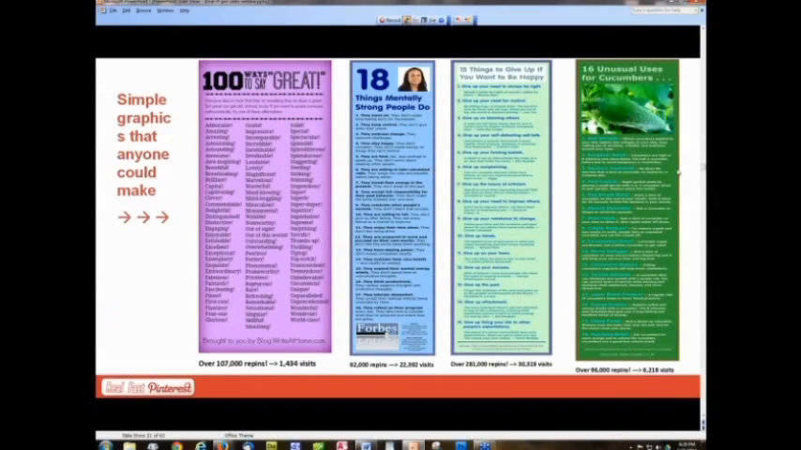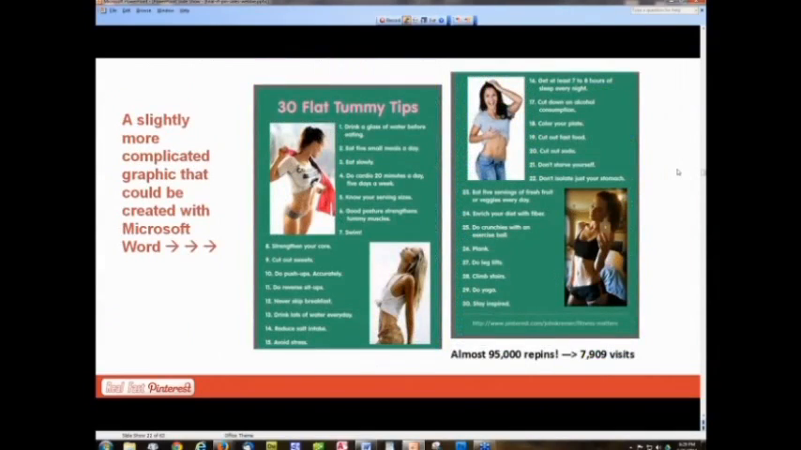It's generated 6,218 visits to my website. I mean, it's incredible. These simple things, these all took like about 5 or 10 minutes to create. It wasn't complicated. Here's another one. It's a little bit more complicated that could be created in Microsoft Word.